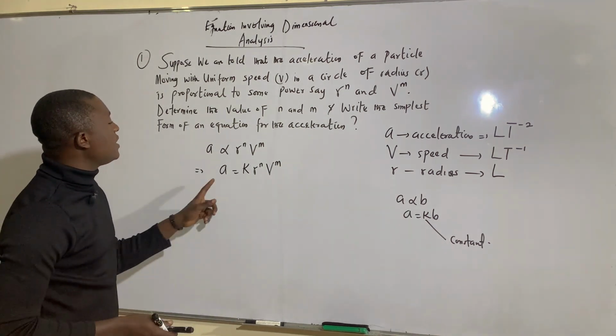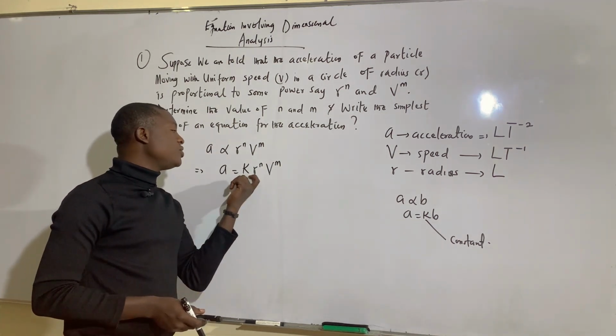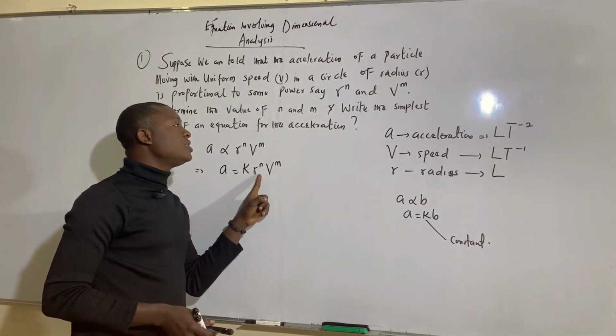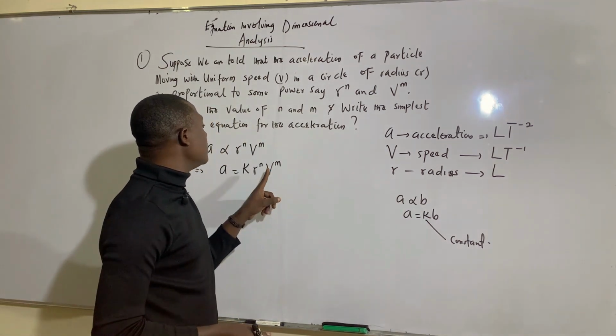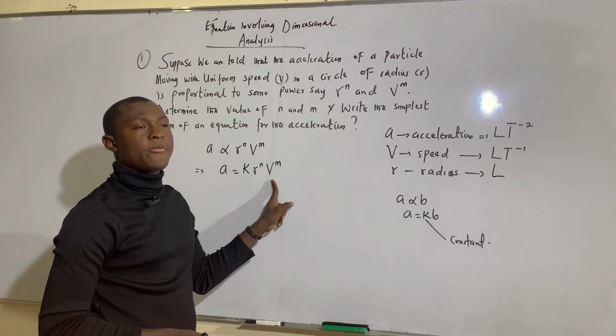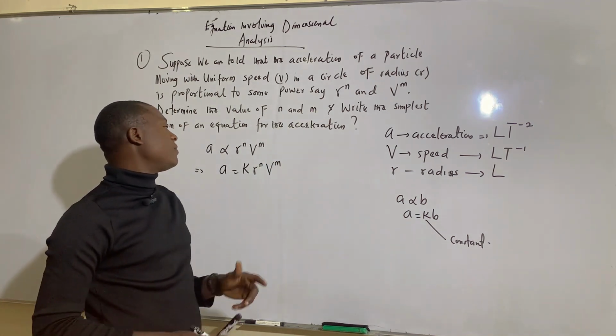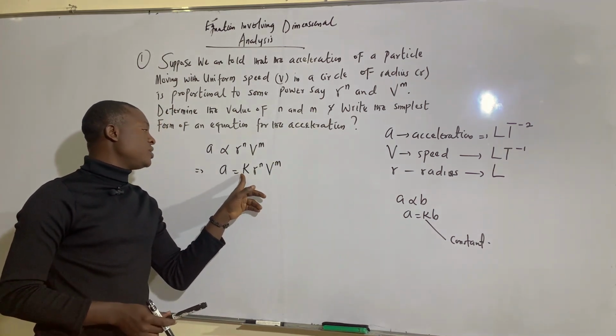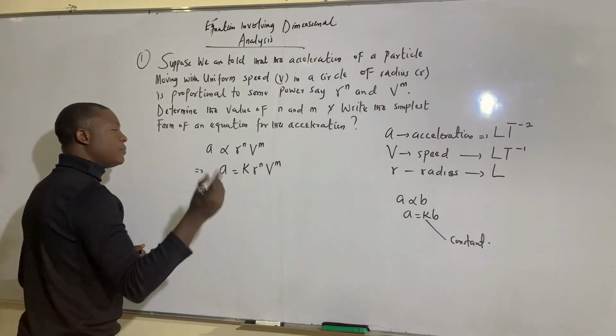Don't forget, they said A is acceleration. The K that we use here is just a constant. R is radius. At the same time, the v they use here simply means uniform speed, as they mentioned in the problem. So since it's just a constant, I can just remove this one and put it back later.